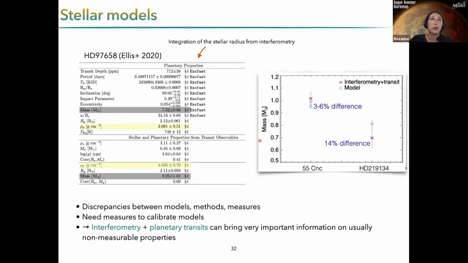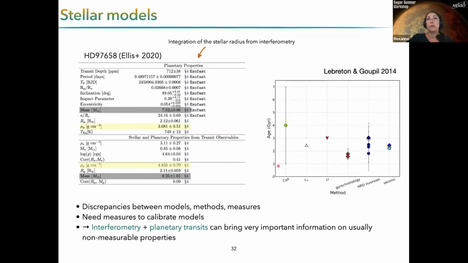This is another example with a transiting exoplanet where we did the same study. And you see that the uncertainties are within the error bars, but still it's different. And of course, this leads to different planetary structures. So combining interferometry and planetary transit is very powerful. And of course, with Gaia, we can have the abundances and a very precise radius of the star.